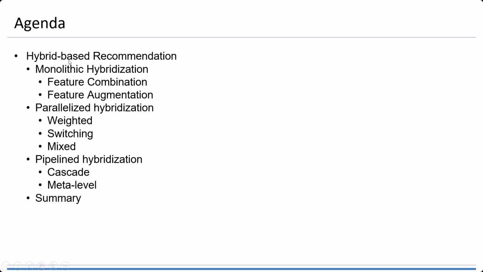In a combination-based recommendation system, there are three things that we will learn. The first is the monolithic hybridization. The second is parallelized hybridization, and then pipeline hybridization. In each of these methods, you will see approaches like feature combination and feature augmentation. In the parallelized, we will learn about weighting, switching, and mix. And for the pipeline hybridization, we will learn about cascade and meta level. Okay, let's take a look one by one.